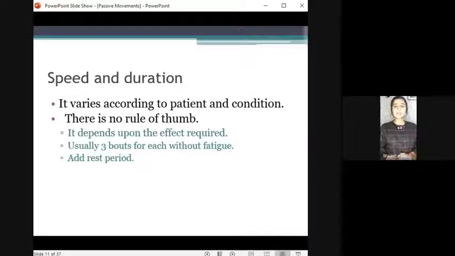The next technique and the protocol is speed and duration. There is no thumb rule for the speed and duration, but yes, it varies according to the patient and condition of the disease. And it also depends upon the required effect. Most of the time, 3 sets are performed, and each set 10 repetitions are performed by adding rest period to avoid the fatigue.